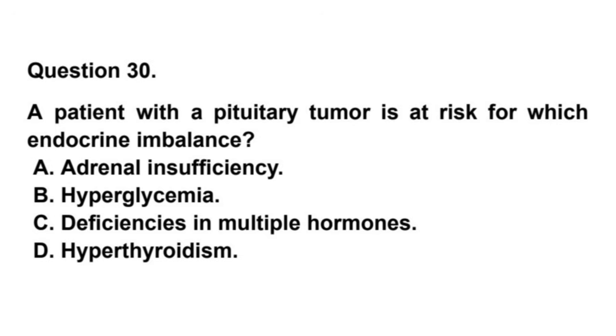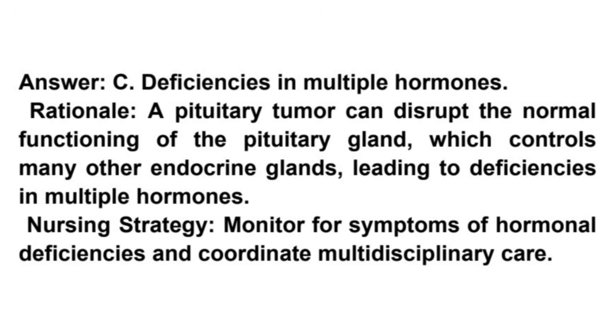Question 30. A patient with a pituitary tumor is at risk for which endocrine imbalance? A. Adrenal insufficiency. B. Hyperglycemia. C. Deficiencies in multiple hormones. D. Hyperthyroidism. Answer: C. Deficiencies in multiple hormones. Rationale: a pituitary tumor can disrupt the normal functioning of the pituitary gland, which controls many other endocrine glands, leading to deficiencies in multiple hormones. Nursing strategy: monitor for symptoms of hormonal deficiencies and coordinate multidisciplinary care.